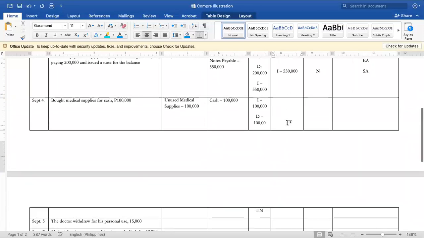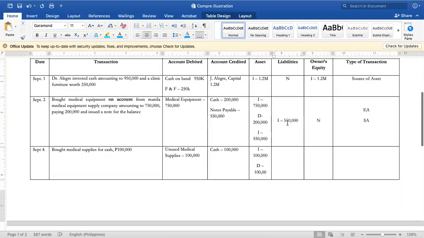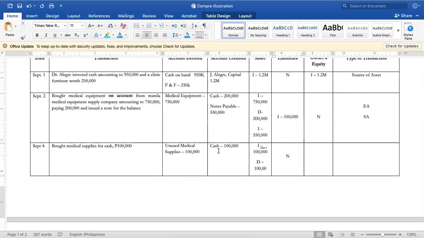Okay. So is there an effect on liabilities in this transaction? No effect because there's no liability account on the debit and credit. At the same time, there's no owner's equity account. So therefore, only assets were changed, but still, the total amount of your asset does not change. No effect on the total amount of the asset. Therefore, what type of transaction? So this is an exchange of asset transaction. Right? Asset, increase, decrease in asset. Okay, so that is exchange in asset.